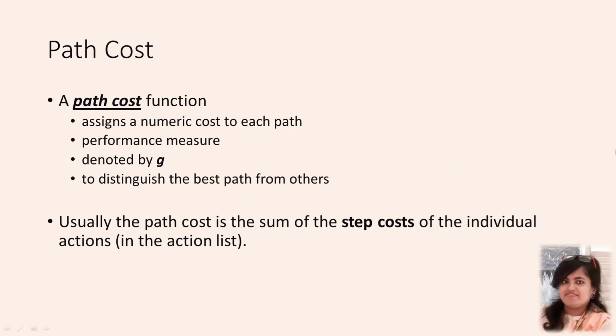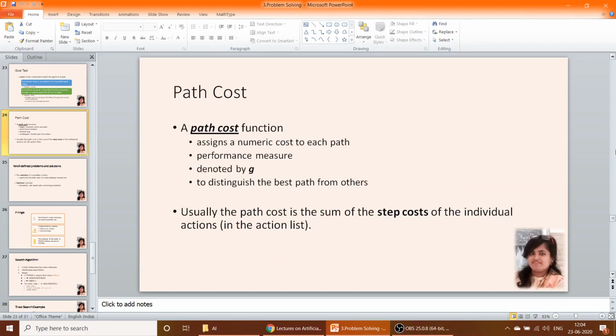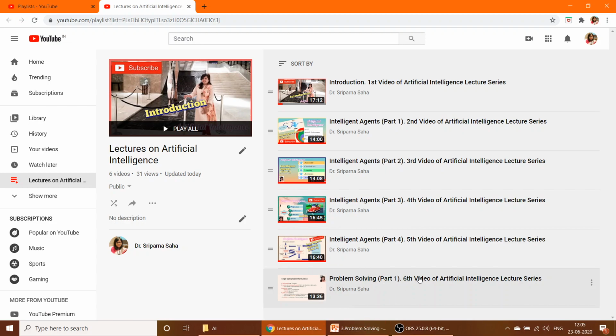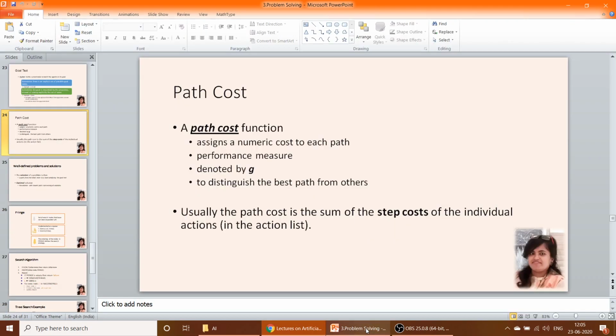Now what about the path cost? So path cost is a function that assigns a numeric cost to each path. This is done to measure the performance, and sometimes it could be denoted by the value g, that is small g, and it is used to distinguish the best path from others. Usually the path cost is the sum of the step costs of the individual actions in the action list. This is the path cost, and a better idea of the path cost is also given in the first lecture of this problem solving, right?